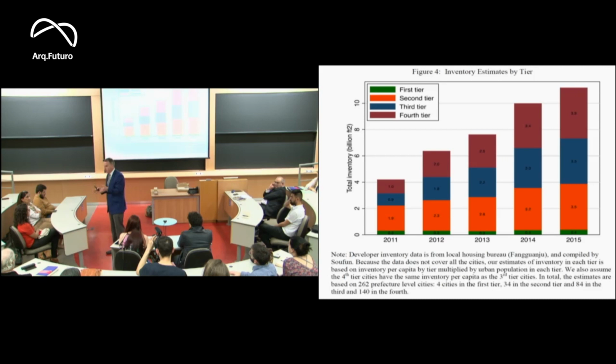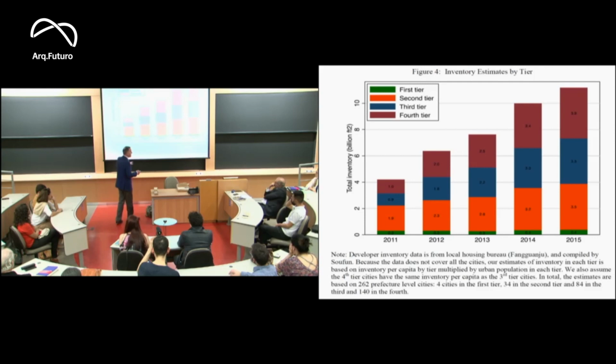And so this is the kind of increase in billions of square feet. So just divide by 10 for billions of square meters. So this is a growth of a 1 billion square meter empty inventory sitting on developers' books. Okay. Notice, I've done it by tiers. None of this is in the first tier cities. This is not a Shanghai, Shenzhen, Beijing problem. It's a problem in the second, third, and fourth tier cities.